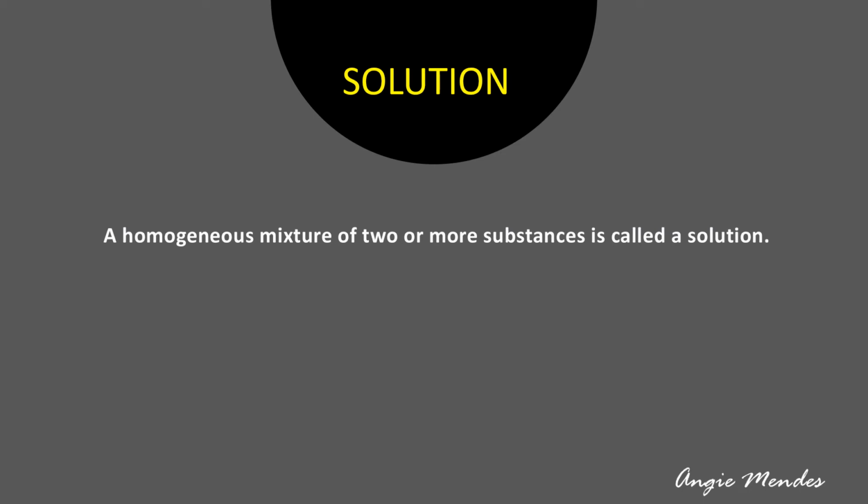What is a solution? A homogeneous mixture of two or more substances is called a solution. A solution is sometimes also called a true solution. Examples would be lemonade, soda water, salt solution. So these are all examples of solutions. In a solution, there is homogeneity at the particle level, which means the particles of dissolved substances are evenly distributed in the solution and cannot be distinguished from one another.